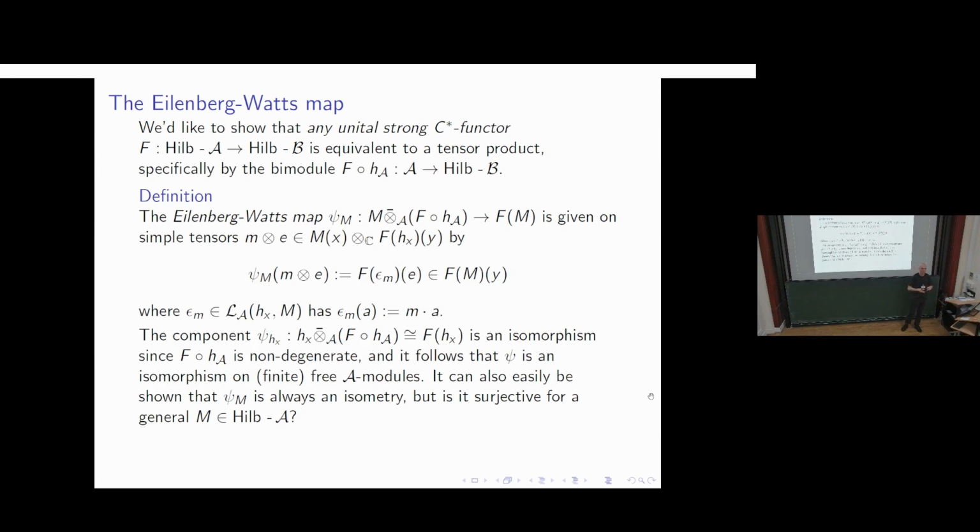So if we were in some sort of algebraic world, this would be almost like the end of our proof, because you would be able to just say, oh, take a free generating set for your module, and I'm going to deduce it for an arbitrary module from the free case. Unfortunately, Hilbert modules don't behave that nicely.